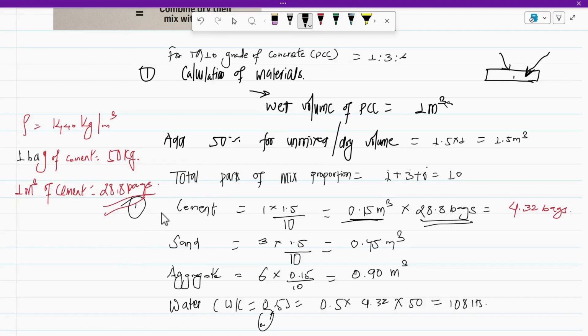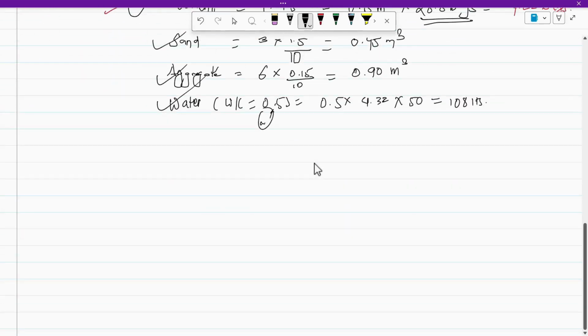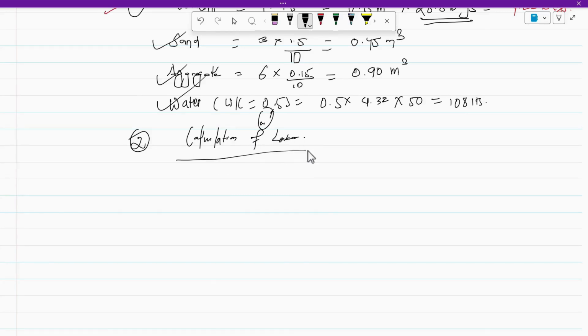Now we got the quantity of the cement, sand, aggregate and water. Next is calculation of the labor. And this we will see in detail in the Excel sheet. Okay, let's go to the Excel sheet.